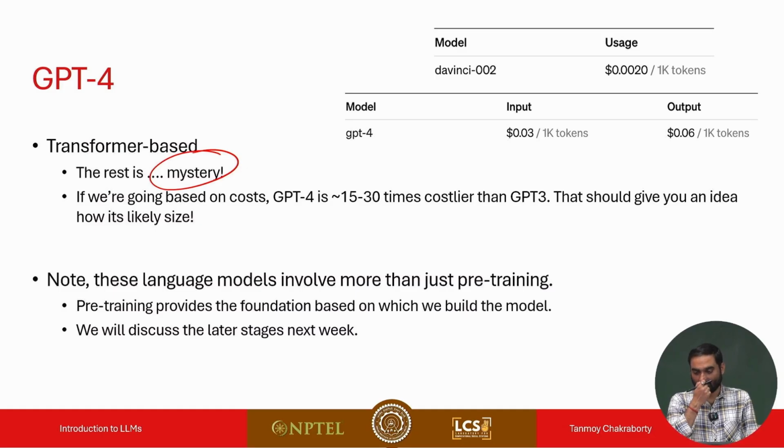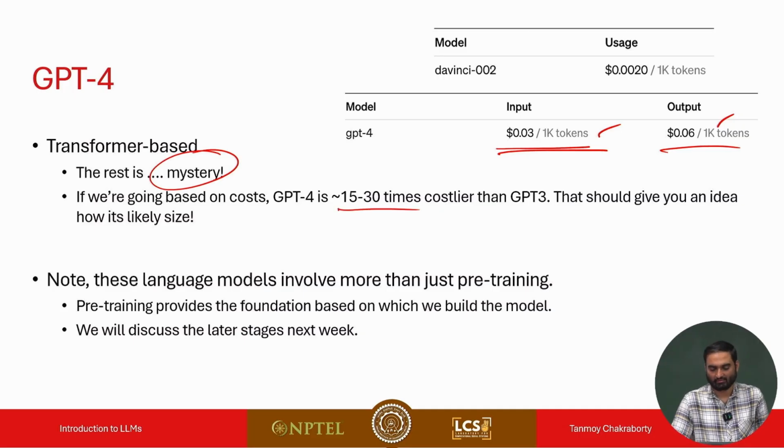The exact size is not very clear, but if you look at the per token cost, this increased quite significantly, both in terms of inputs and outputs. 15 to 30 times costlier than GPT-3. This itself gives an indication of how big the model is, right? Or what's the amount of training, the amount of cost that was incurred to train this model.